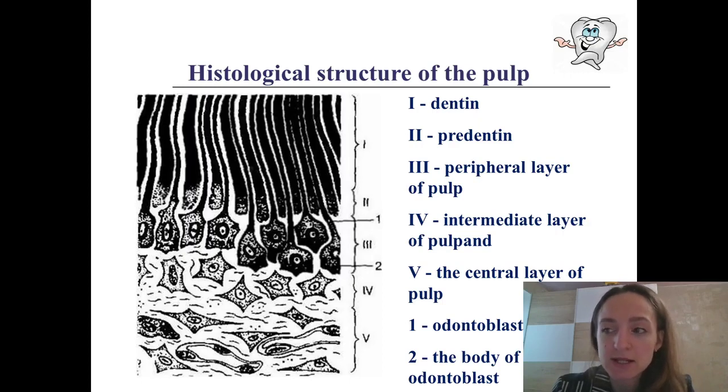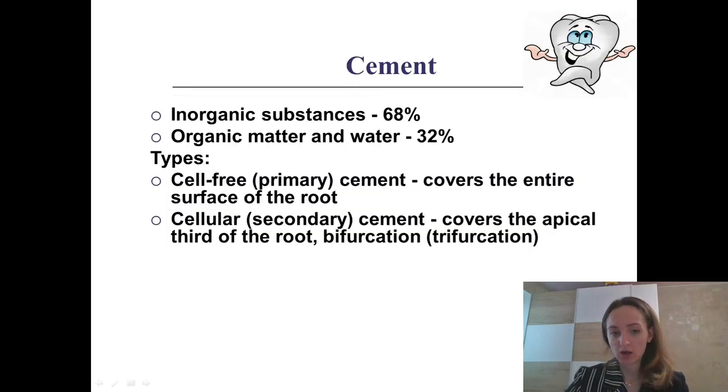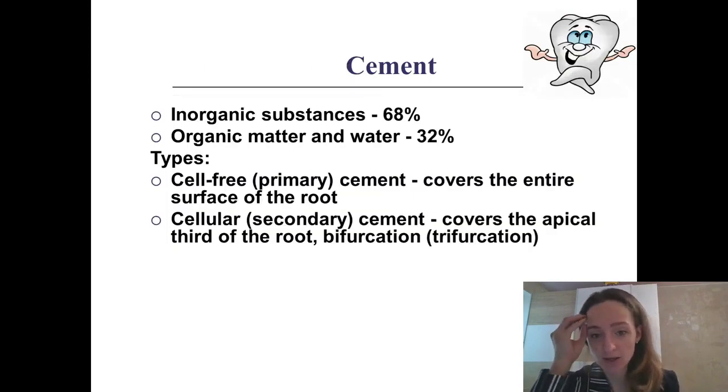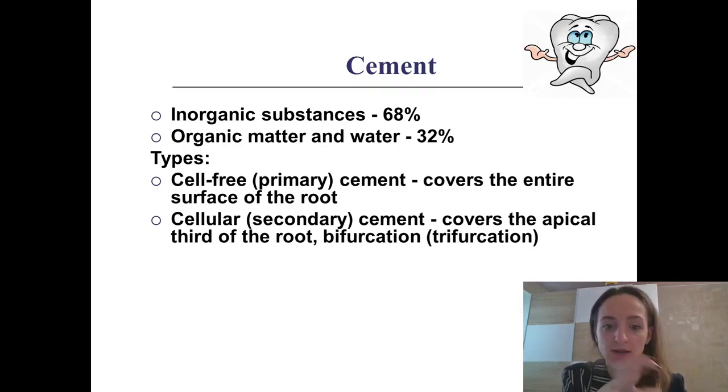The pulp is circumscribed peripherally by a specialized odontogenic area composed of the odontoblasts, the cell-free zone, and the cell-rich zone. Okay, the cement: inorganic substance 68%, organic matter and water 32%. Also two types, cell-free and cellular, primary and secondary. The first covers the entire surface of the root, and the second covers the apical third of the root or bifurcation.